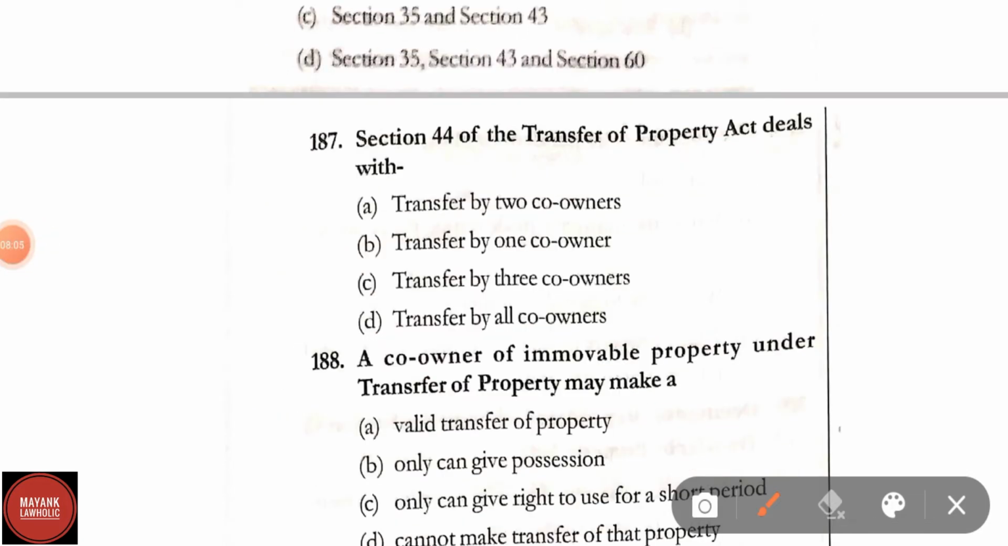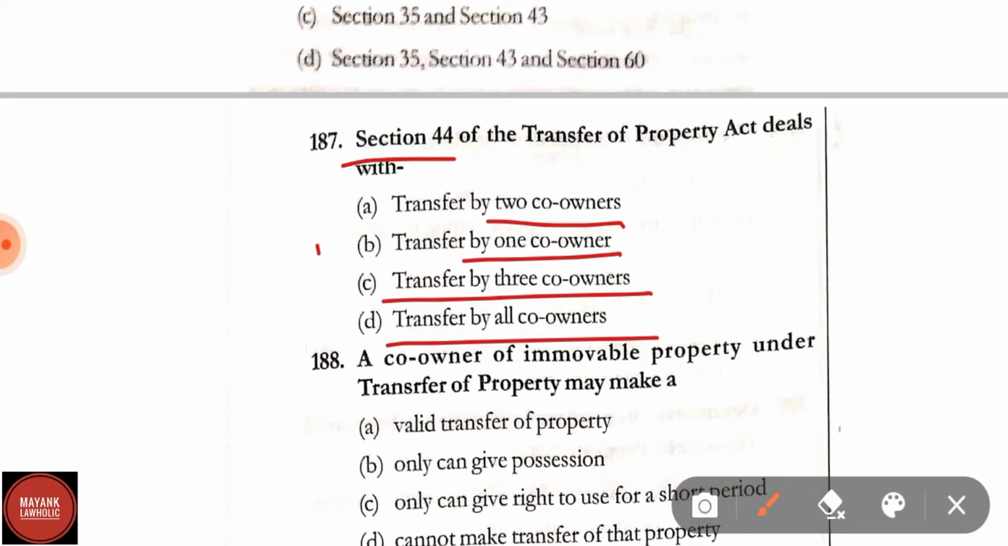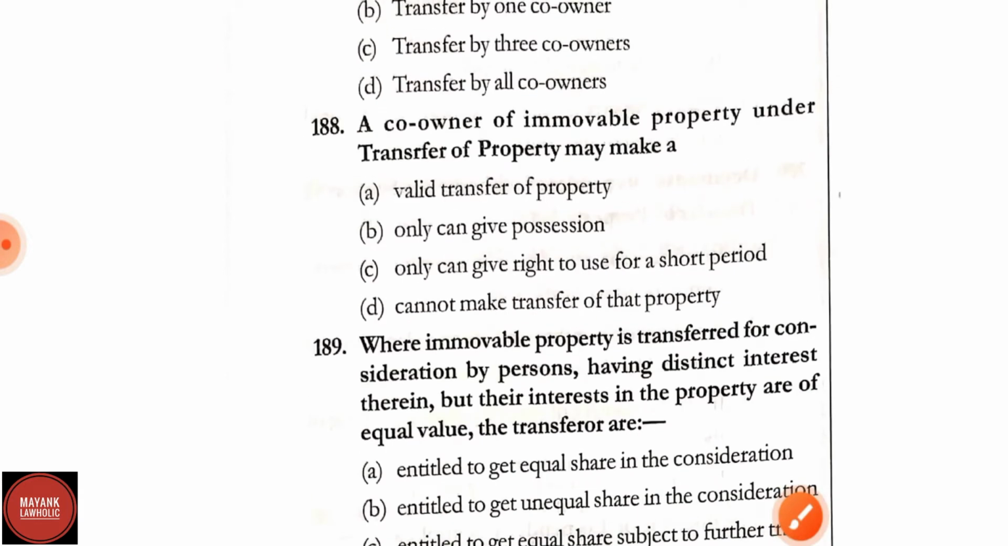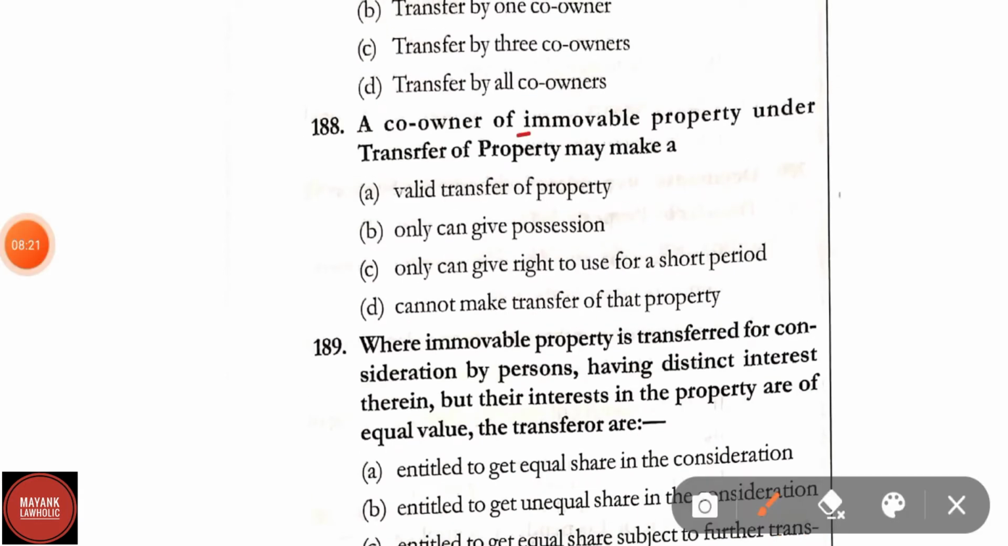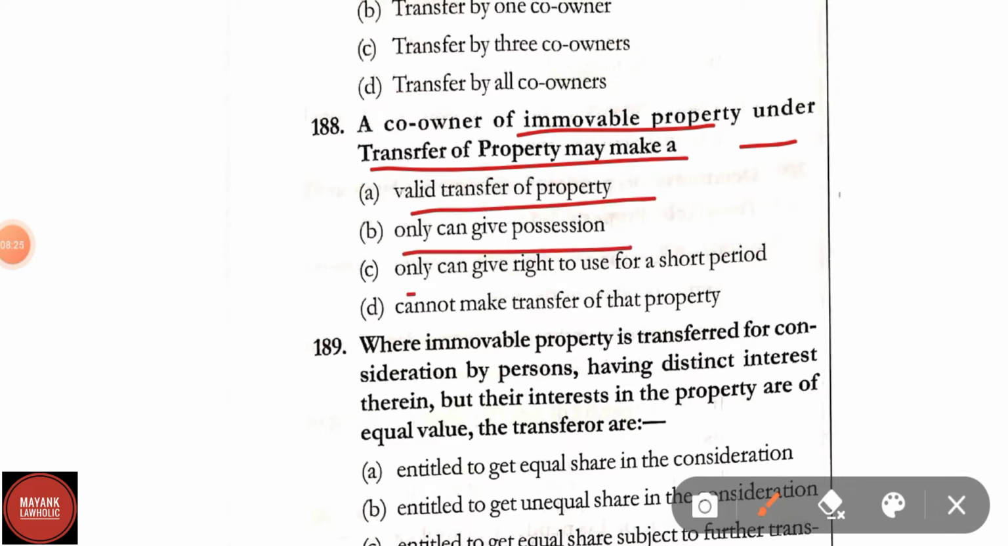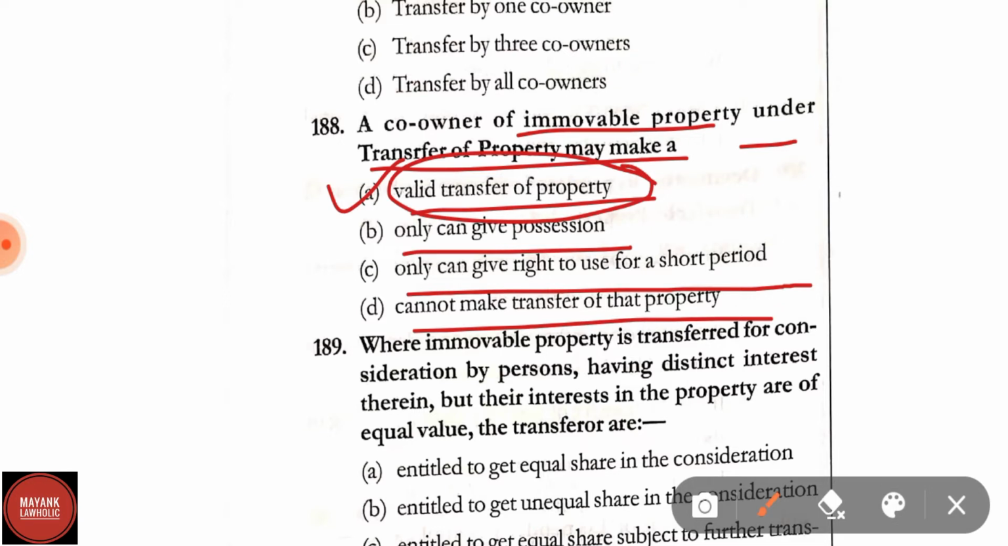Question number 187. Section 44 of the TPA deals with transfer by two co-owners, transfer by one co-owner, transfer by three co-owners, transfer by all co-owners. Here the correct answer is option B, that is transfer by co-owners. Question number 188. A co-owner of immovable property under TPA may make a valid transfer of property, only can give possession, only can give right to use for a short period, cannot make the transfer of that property. Here the correct answer is option A, that is valid transfer of property.